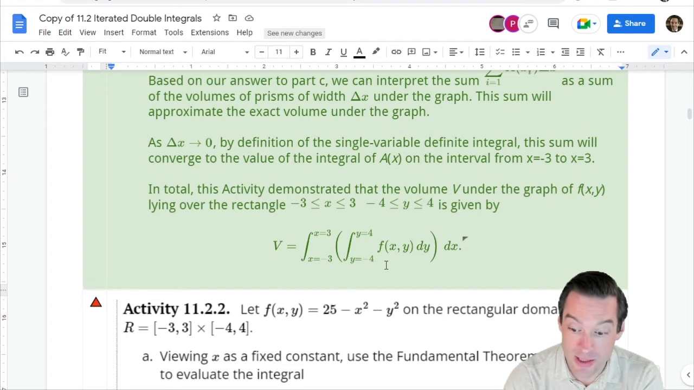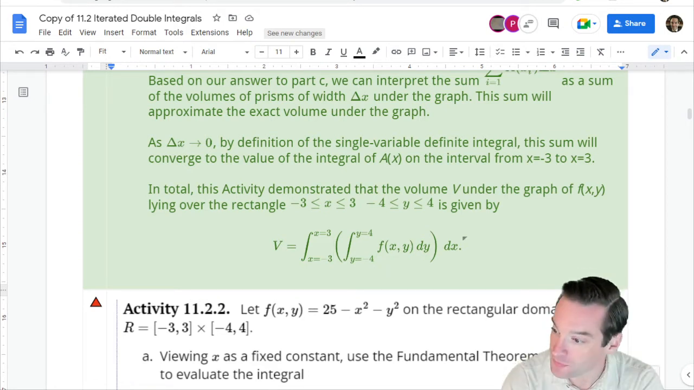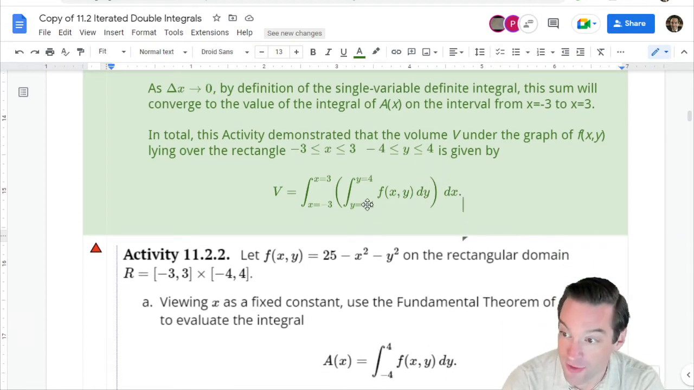So an iterated integral, double integrals are computed most often by taking an integral of an integral, where at each step we're treating one of the variables as though it's the variable, and all the other variables at that step are being treated as though they're constants. I'm in the habit usually when I do multiple integrals, especially as we're just getting our feet underneath us, of putting the variable name in the limits of integration of each one. So instead of just writing minus 4 to 4 and minus 3 to 3, I've written here y equals minus 4 to y equals 4, just as a reminder.